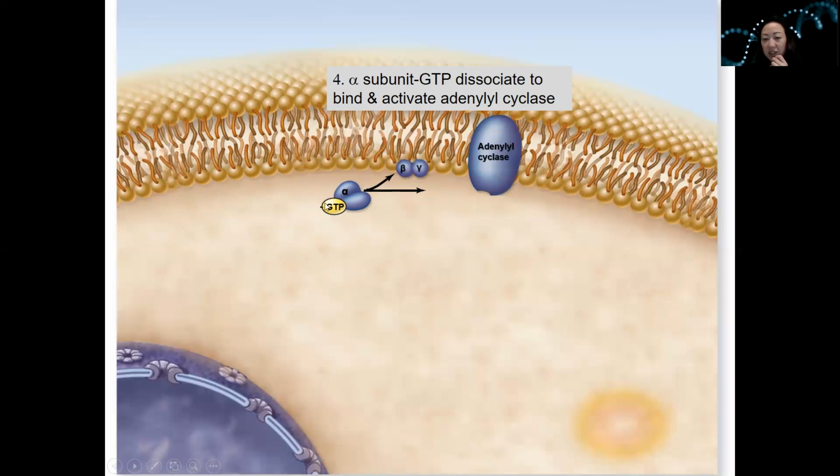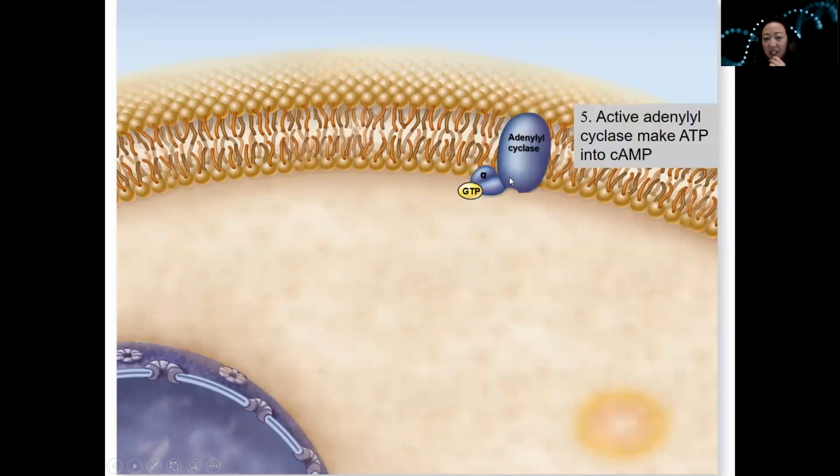Well, this alpha subunit is going to go to another enzyme called adenyl cyclase, and activate adenyl cyclase. Okay. So number 5, the alpha subunit with GTP is going to activate adenyl cyclase.